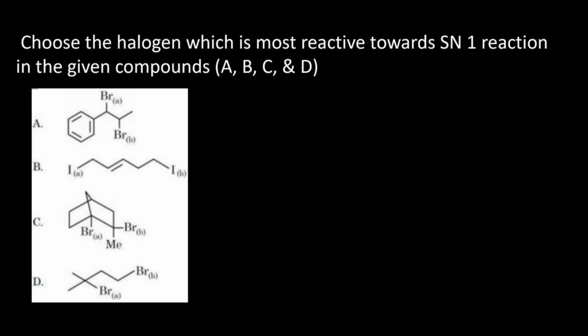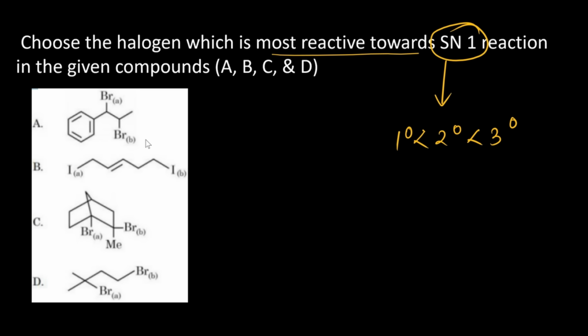Choose the halogen which is most reactive towards SN1 reaction in the given compounds A, B, C, D. Which is most reactive towards SN1? What is the order? Primary is the least, then comes secondary, and tertiary will be more, because SN1 follows two steps, carbocation formation and then attack of nucleophile, right? So let's take one by one. The carbocation is formed for A, then think about the stability. Here this will be stabilized by the benzene ring, right? So this part can be stabilized by the benzene ring.